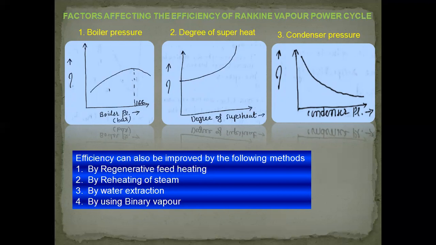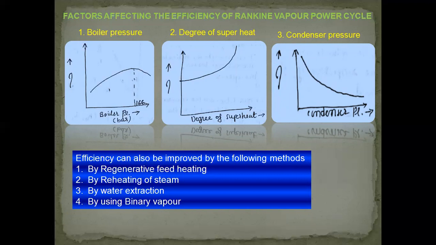We can see that with the increase in the superheat temperature, the efficiency increases, because the degree of superheat can be increased by changing the superheat temperature, with the saturation temperature remaining the same. So an increase in the superheat temperature increases the efficiency, or an increase in the degree of superheat, the difference between superheat temperature and saturation temperature. With the increase in this quantity, efficiency increases.